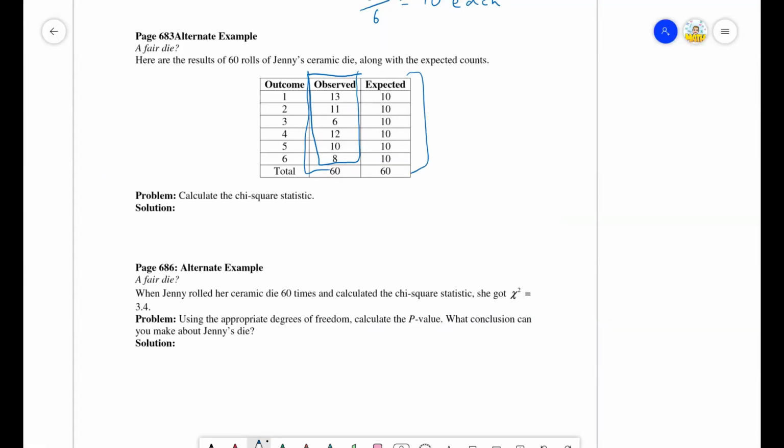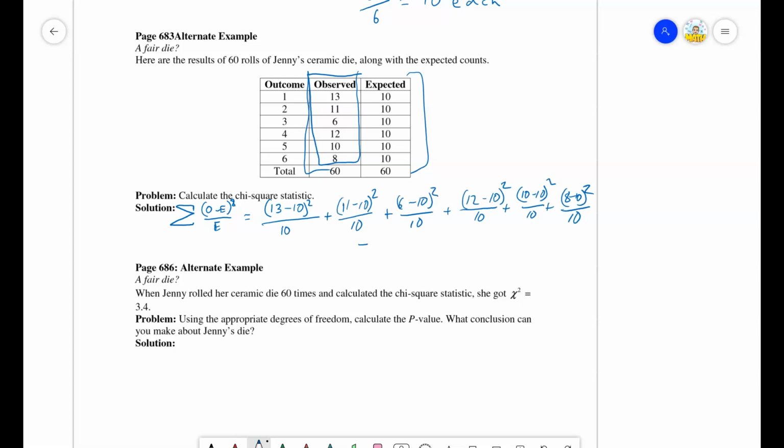So the way that we would calculate that here, we take our observed minus our expected, squared, summed up, divided by the expected each time. My first observed count was 13, minus 10. We'll square that, and we would divide by the 10. We're going to keep adding those up. But as we saw previously, the calculator actually will do this for me.